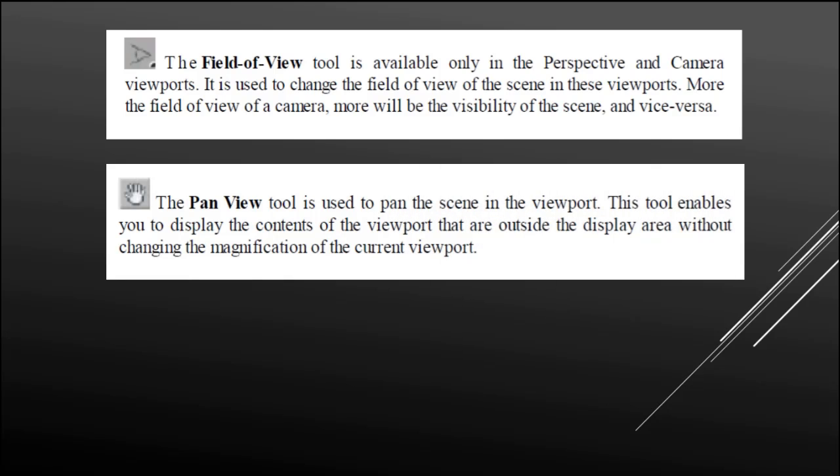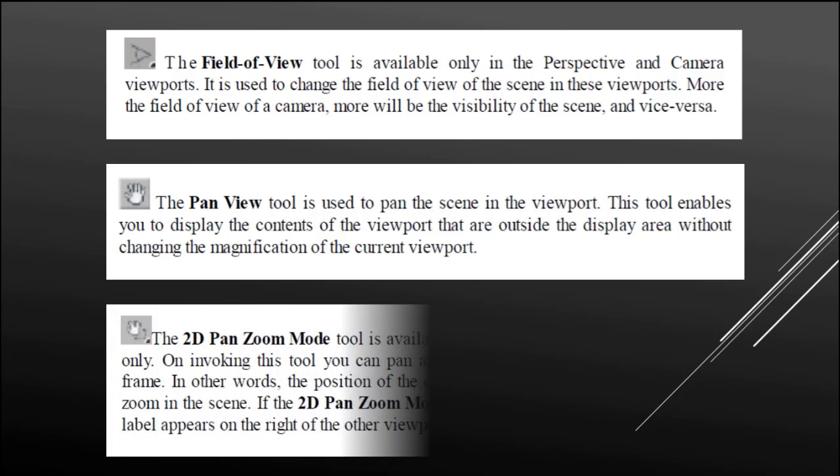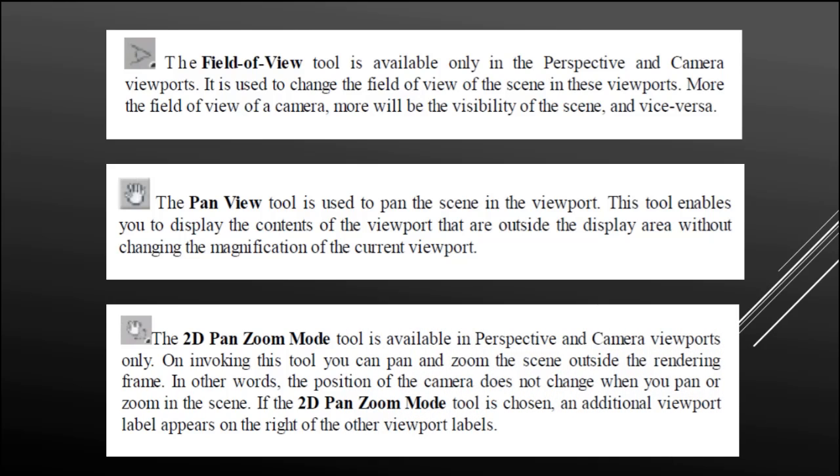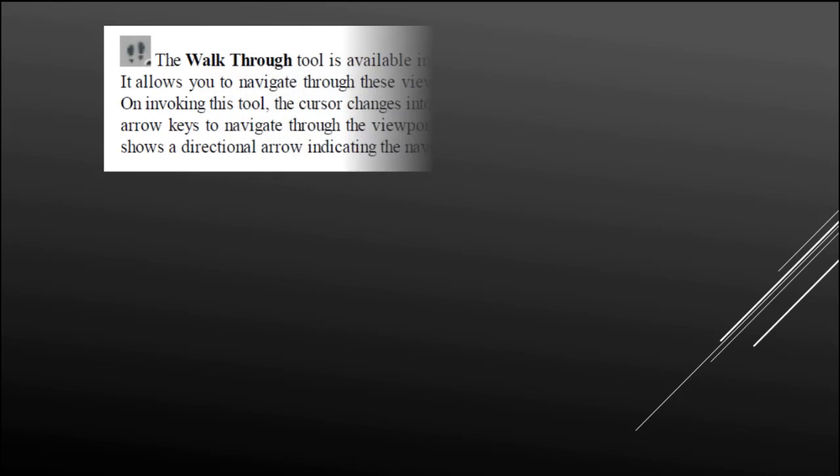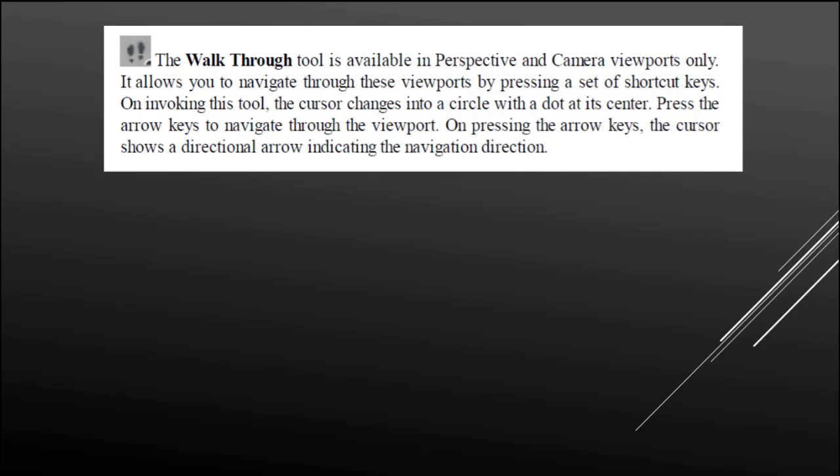The Pan View tool is used to pan the scene in the viewport. This tool enables you to display the contents of the viewport that are outside the display area without changing the magnification of the current viewport. The 2D Pan Zoom mode is available in perspective and camera viewports only. On invoking this tool, you can pan and zoom the scene outside the rendering frame. In other words, the position of the camera doesn't change when you pan or zoom the scene. If the 2D Pan Zoom mode tool is chosen, an additional viewport label appears on the right of the other viewport labels.